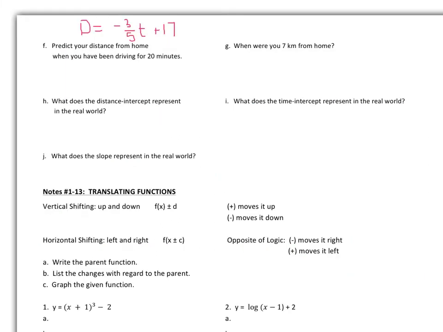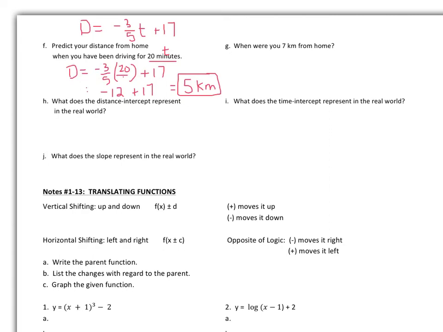Okay, we're going to keep going with this problem, and I've written the equation up here at the top so that we didn't have to flip back to our previous page. So we have this equation, and now it's asking us to predict the distance from home when you've been driving for 20 minutes. So the 20 minutes is our time, so we're going to put it in place of t. So the distance is equal to negative 3/5 times t, which we're going to put in as 20, and then plus 17. Okay, so go ahead and figure out what that is. This is going to give you negative 12 plus 17, and so it looks like they're going to be 5 kilometers from the house.